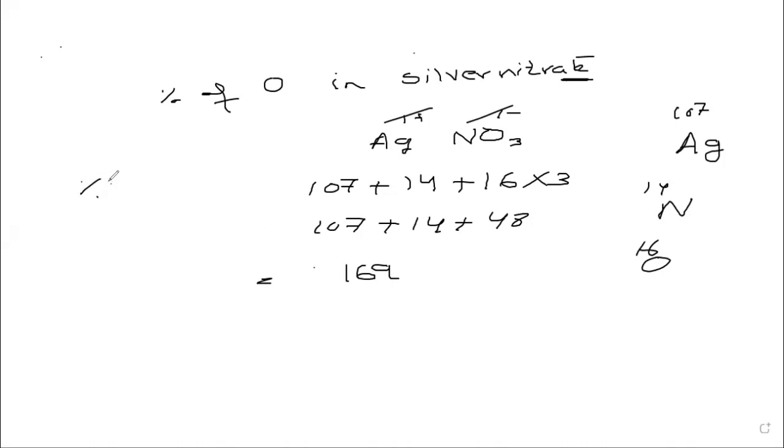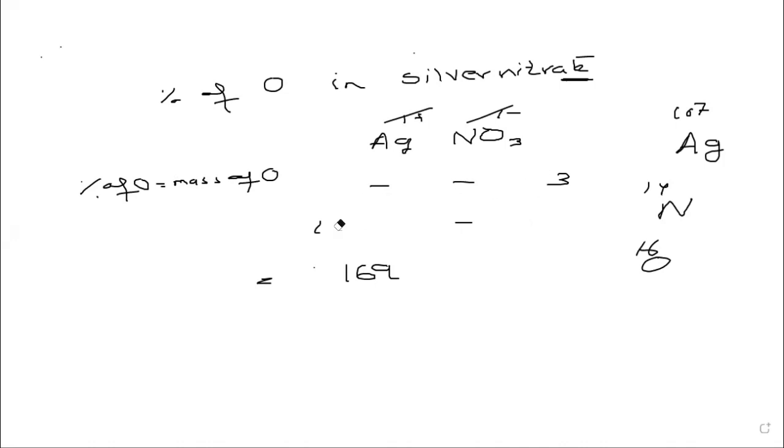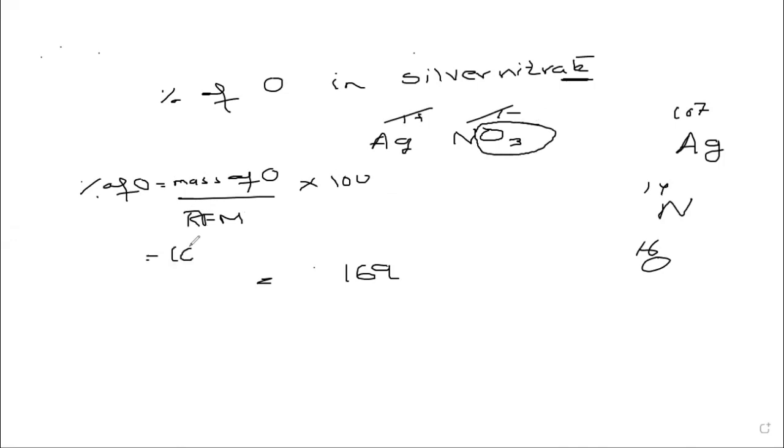All right, now I have to find the percentage of oxygen. So what is the formula? The formula is mass of oxygen divided by the total RFM, and for percentage we multiply by 100. I know the mass of oxygen is 16, but how many oxygen atoms are here? Do not forget 3. So multiplied by 3, divided by the RFM 169, into 100.